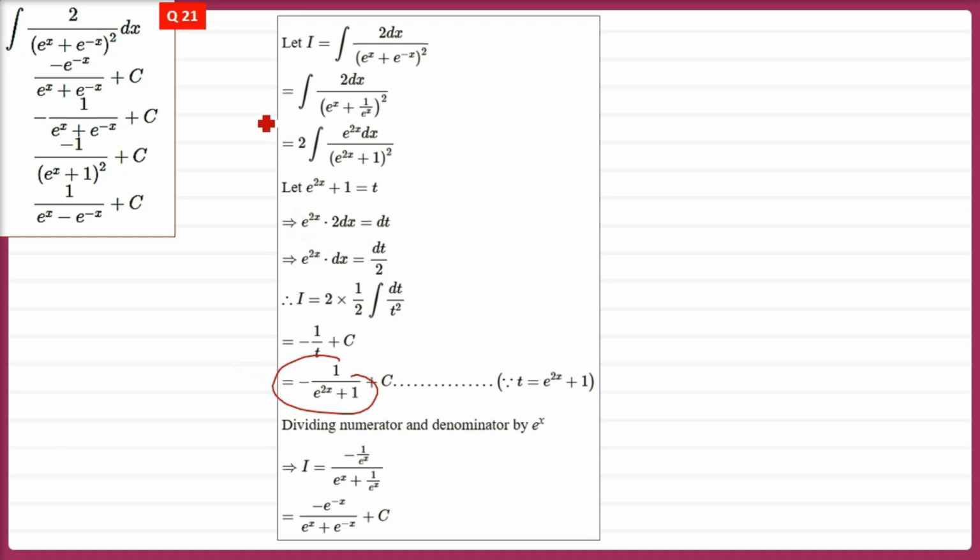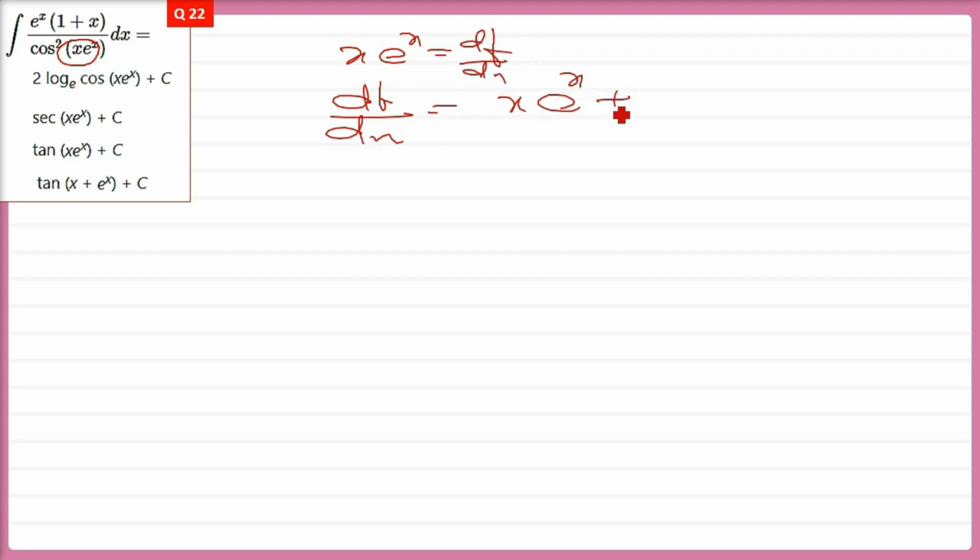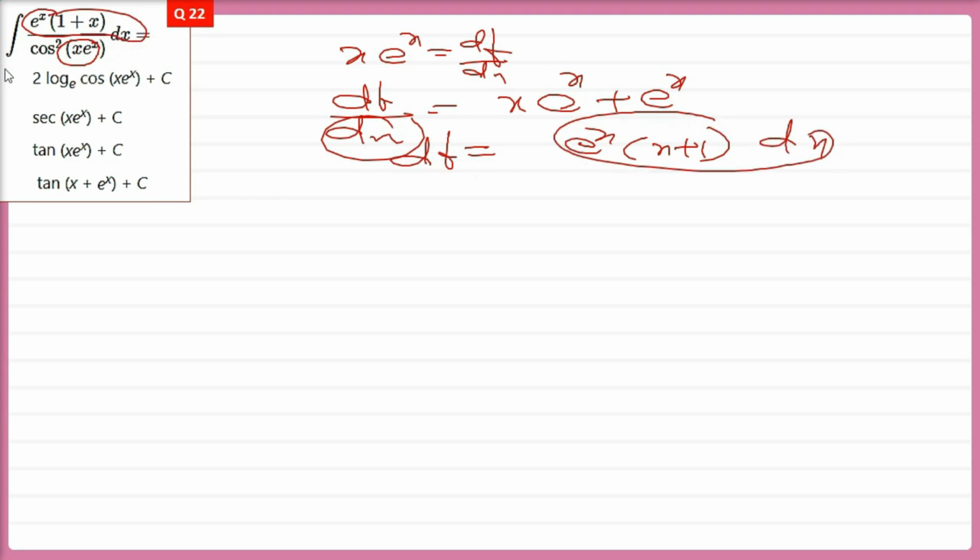Next one is e^x (1 plus x) divided by cos square (x e^x). So whenever we have e^x, it's quite possible that we can apply that general result. Now we already know that x into e^x gives you e^x (1 plus x), because we have the prior knowledge of differentiation. So when we take t equals x e^x and differentiate it, it will be x e^x plus e^x, because we have applied the product rule. Now when you take e^x out, it will be e^x (x plus 1). dx can be brought to the left, so dt becomes the numerator here. This whole numerator has now transformed into dt only.